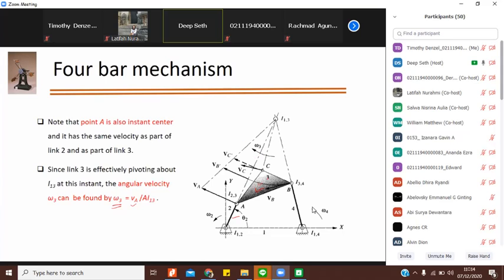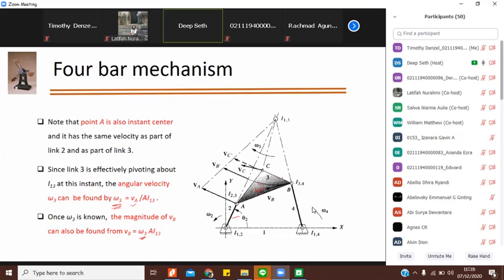Okay. So omega 3 for this link is found through this I13. Omega 3 is equal to VA over the distance from A to I13. You have to find this distance from A to I13. If you do that, you can find omega 3. Similarly, you can find omega B, because now you know omega 3 from here.